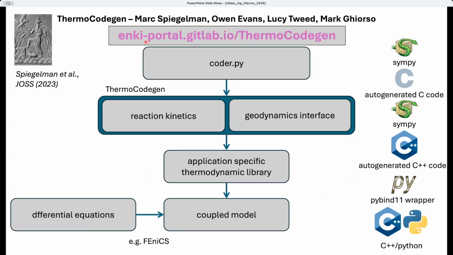Again, I encourage you to go and look at the documentation for ThermoCodegen at this link on the ENKI portal. And there is also a JOSS paper describing ThermoCodegen that's available. But again, it's rooted in coder, but the workflow is slightly different to ThermoEngine. So ThermoCodegen is adding a layer of reaction kinetics to what coder is providing, and it's also doing some sort of geodynamics interfacing.